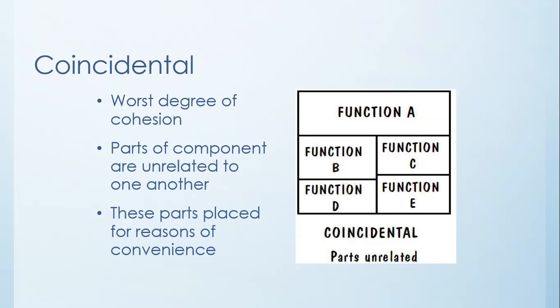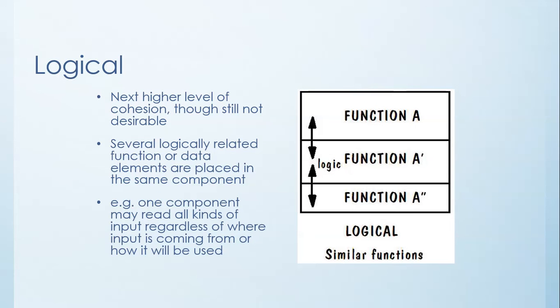So the lowest form of cohesion is coincidental, and it's the worst degree, where you group all of the parts of the component, and all those groups are unrelated to one another, which is where the name comes from. It's just by coincidence we happen to put all these functions together. These parts are just placed there for reasons of convenience. There's just no real reason for them to be related there.